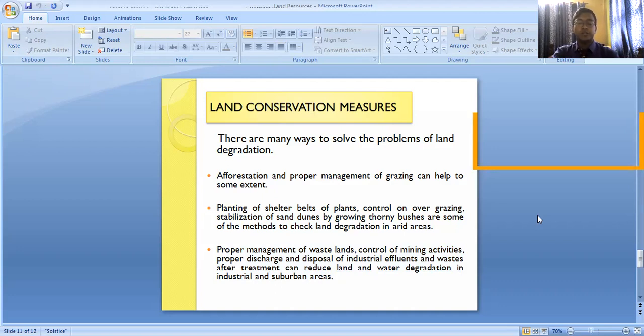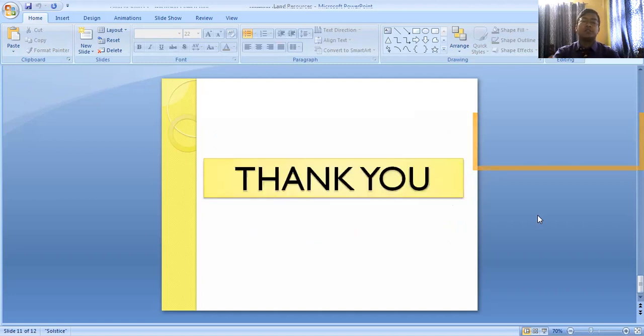Here we have discussed today the causes of land degradation, as well as the different land conservation measures which can be followed to reduce land degradation in our country.